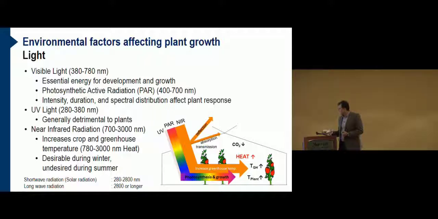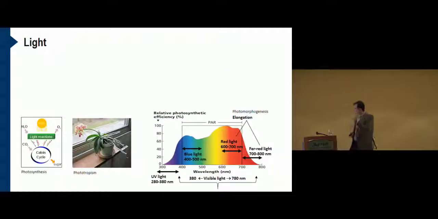So when you look at this overall range of wavelengths, the range between 280 and 2800 nanometers is termed global radiation or shortwave radiation. And beyond 2800 nanometers, it is basically the longwave radiation.